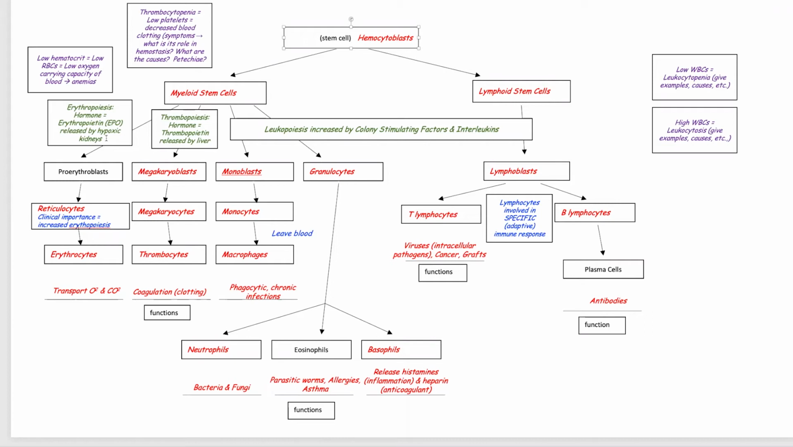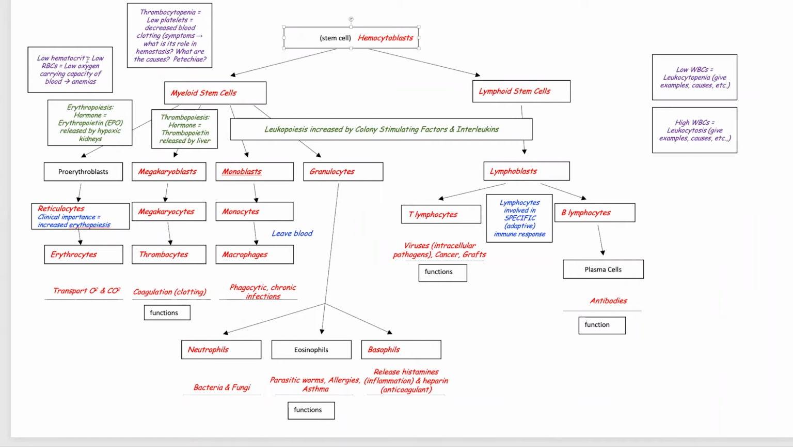That's going to increase the amount of oxygen that's being carried to the kidneys and other organs. And so you're going to return oxygen carrying capacity back to normal. So this gives me all of that information there. I've also included some other information.